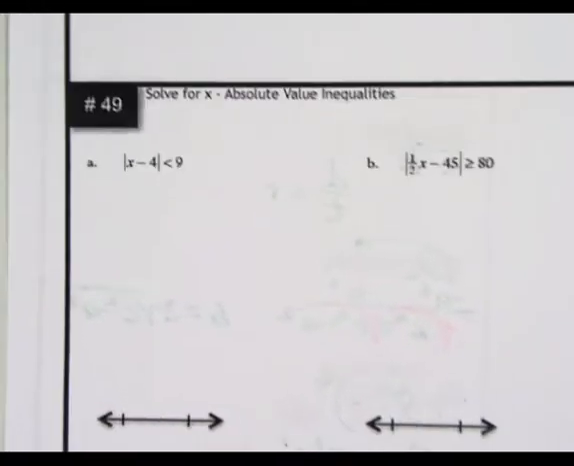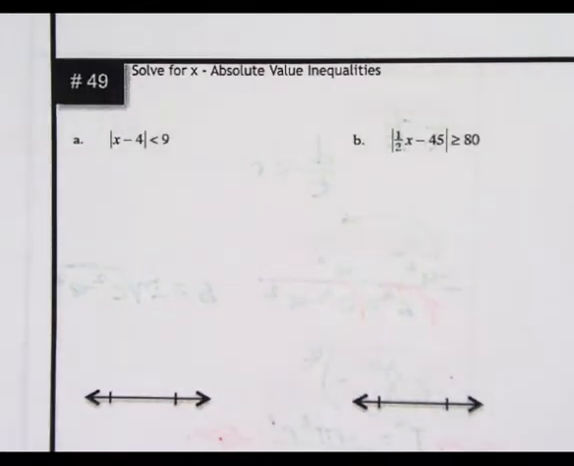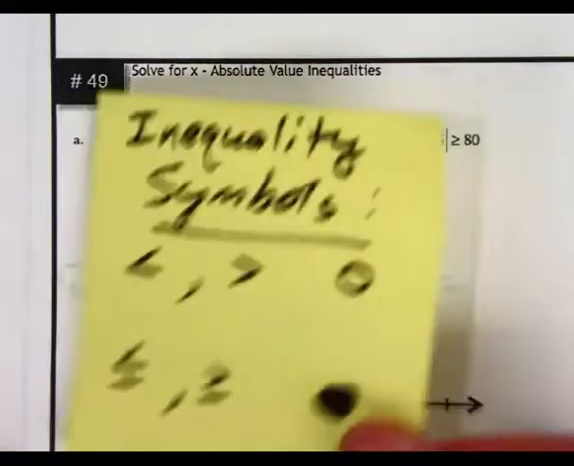Target 49, solve for x absolute value inequalities. In order to do these, you have to understand how to solve absolute value equations, where we split it into two and solve for the positive and negative version, and you have to understand inequalities. One of the things you need to understand about inequalities is the symbol writing.